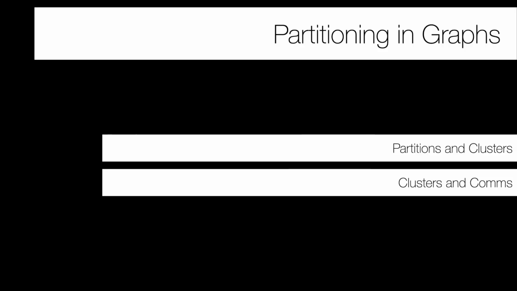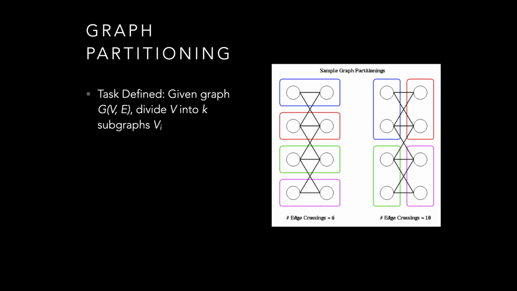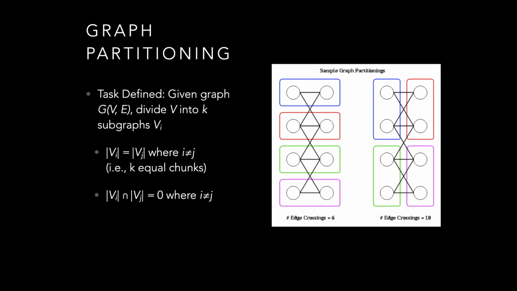So going back to partitions versus clusters, let's talk about how we actually might do partitioning. The general task here is we have some graph of vertices and edges, and we want to divide the set of vertices into k equally sized subgraphs. And generally these subgraphs have the same size, so we get k equally sized chunks. And for partitioning, a node exists only ever in one partition. You don't have nodes that show up in multiple partitions, but this is a constraint that we don't have in clustering. So you can have fuzzy clustering where an individual may exist in multiple clusters simultaneously. That's not the case in partitioning.